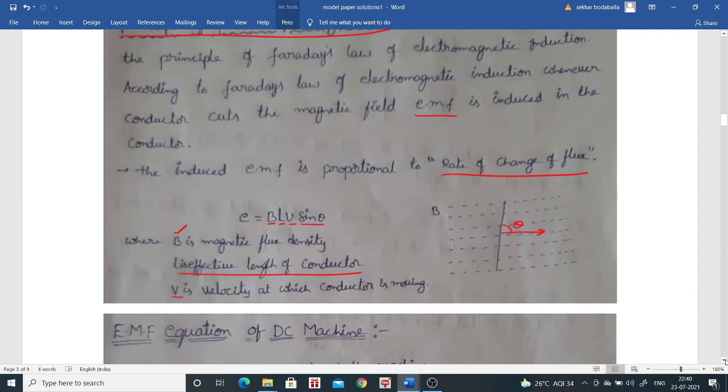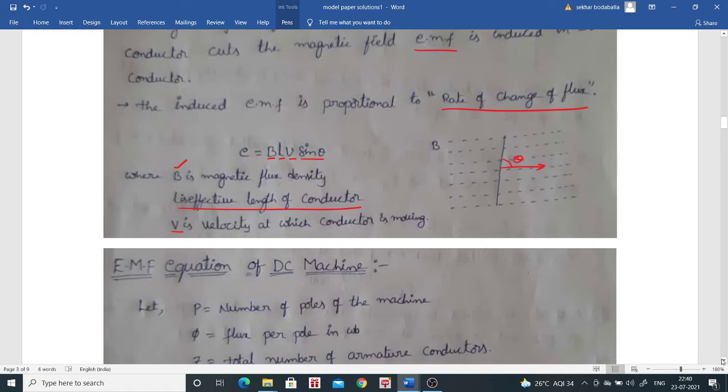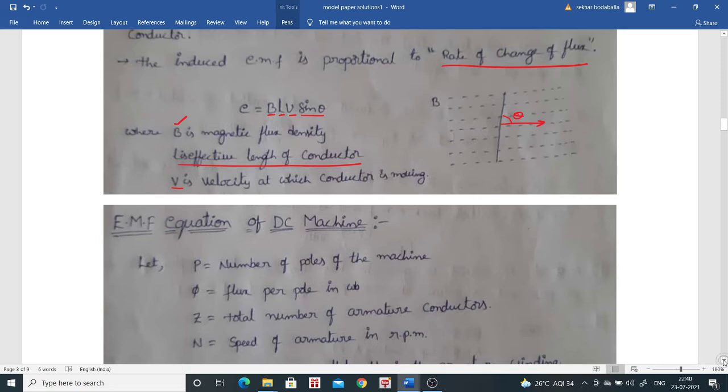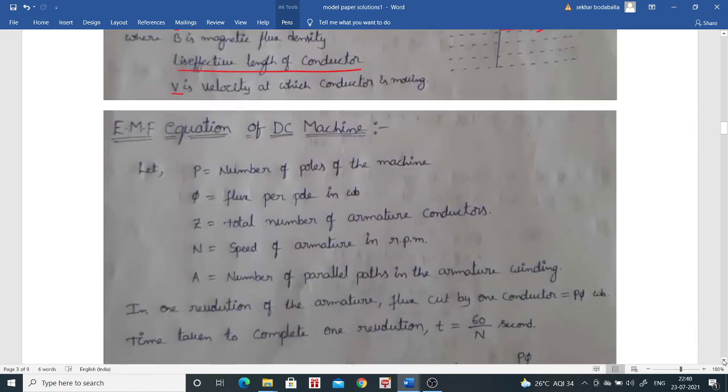Now we'll see the EMF equation of a DC machine. A DC machine means the same machine may act as a generator or a motor. Whether it is a motor or a generator, the induced EMF is the same. So let us try to derive the expression for induced EMF in a DC machine.